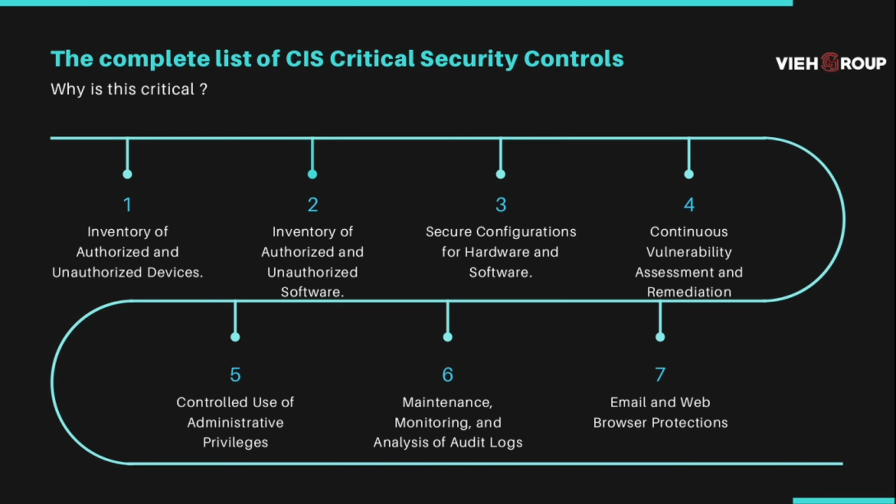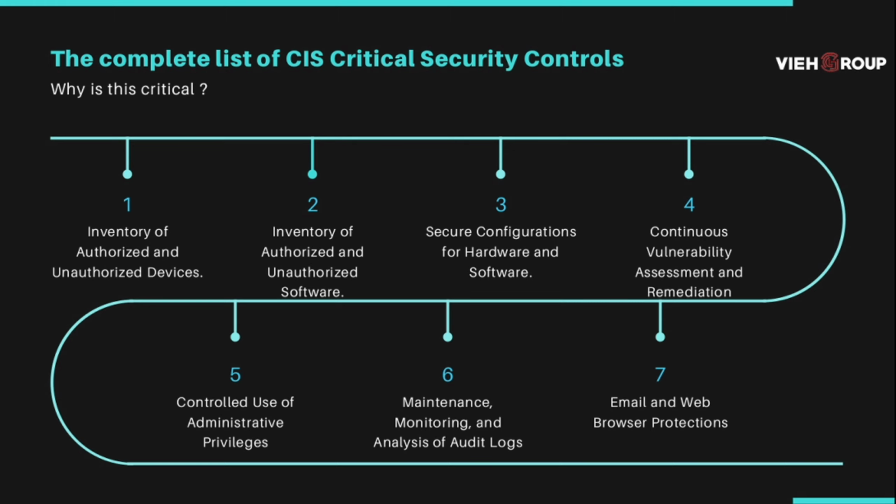Now the question is, why is this critical? Attackers are continuously scanning the address space of organizations, waiting for new and unprotected systems to be attached to the network. This control is especially critical for organizations that allow BYOD, since hackers are specifically looking for devices that come and go off the enterprise network.